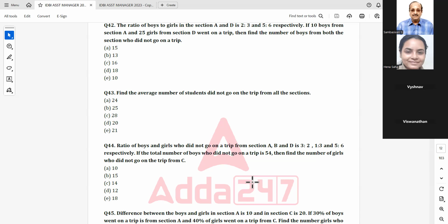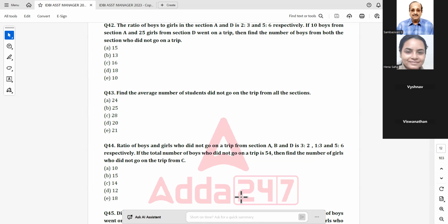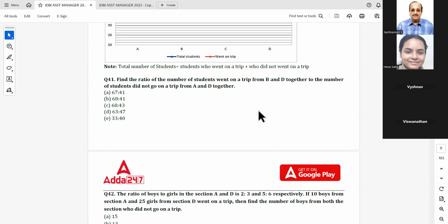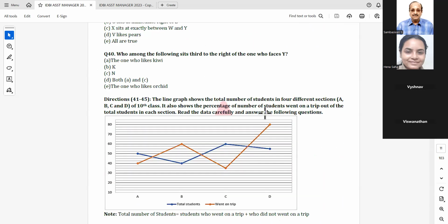What is the section of boys and girls in section B? Sir, how many? 1:3. 1:3 means 40. So 10 boys, 30 girls, correct? Is it correct? Sir, number of boys and number of girls.